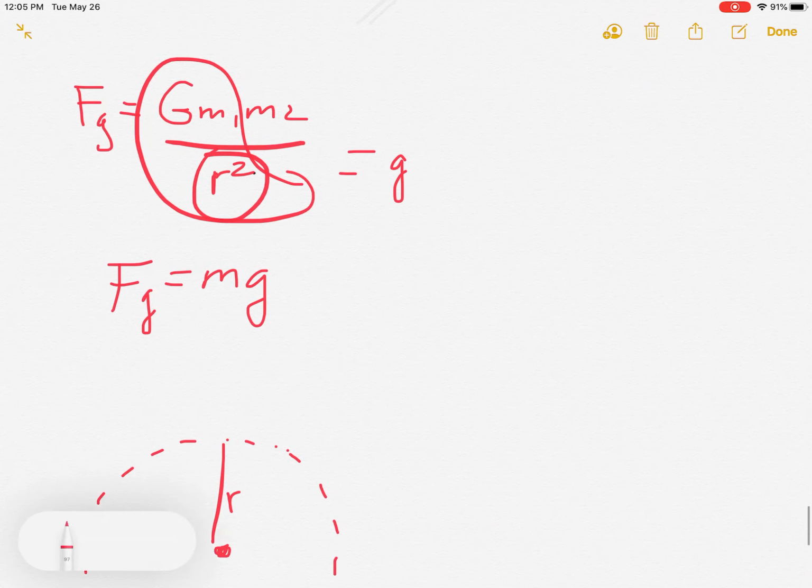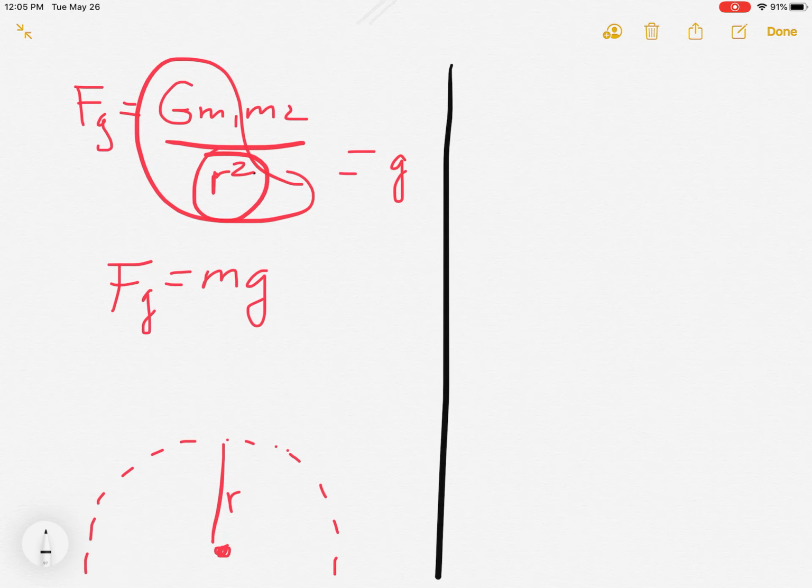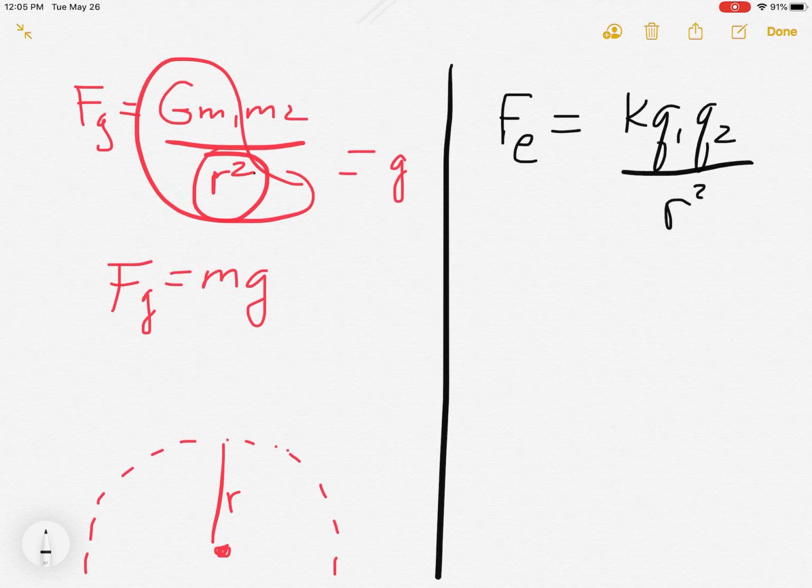Okay. But it is handy because we tend to live there all the time. Okay, let's cross over here to the other side, and let's do a parallel with the energy or the electrical force first. K Q1 Q2 over r squared.